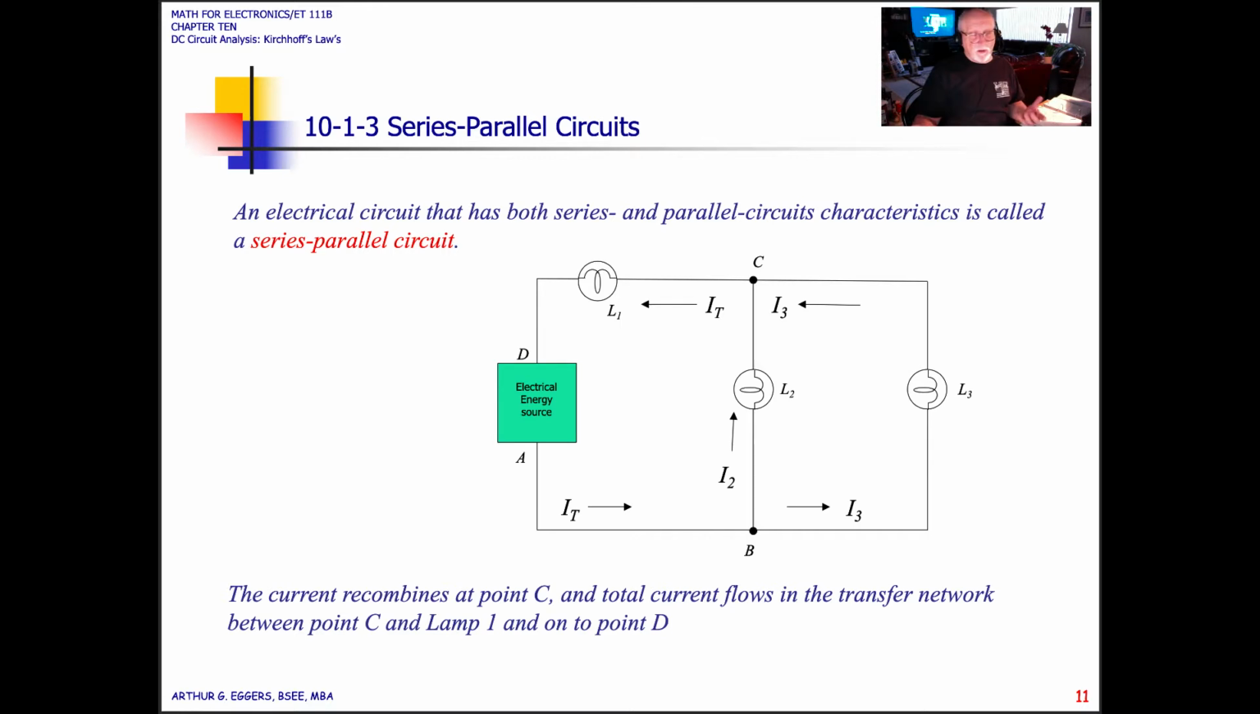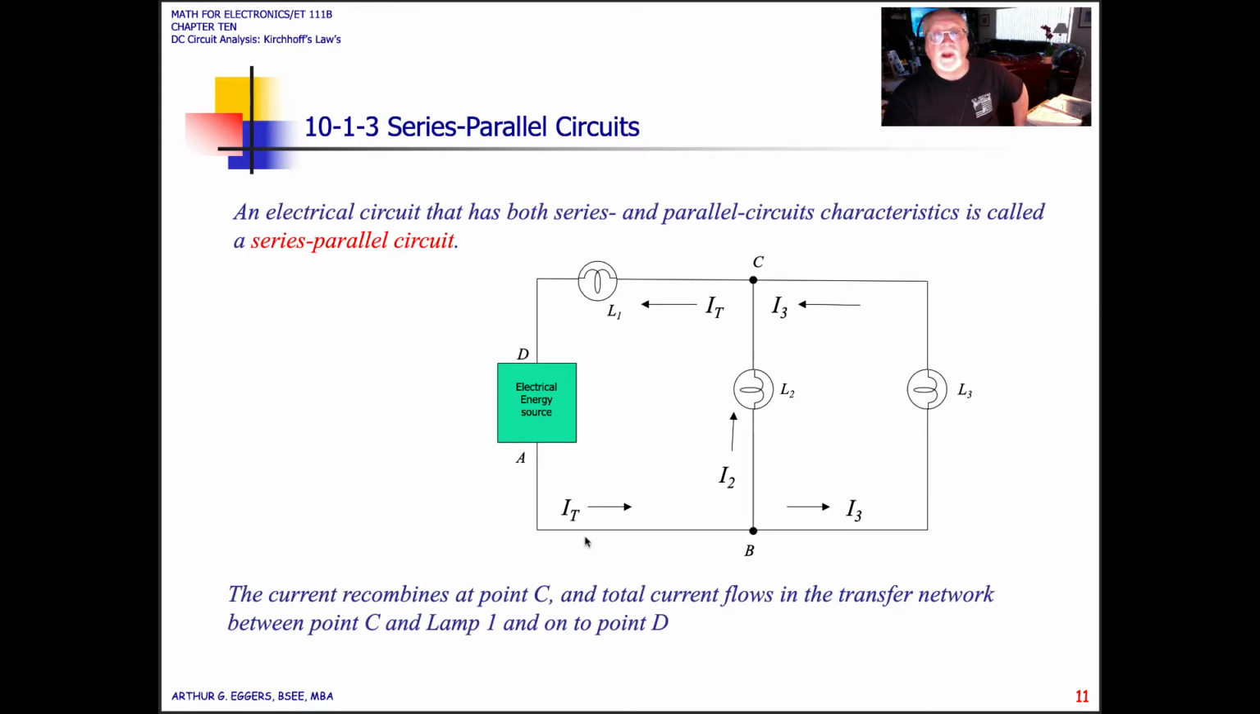So as we go through doing different types of characteristics and analysis, we will typically start with series, we will move to parallel, and then we combine the two into a series parallel. So this is really a series parallel. What makes it that? Well, we have lamp number 1 coming out in series. We have lamp number 2 and lamp number 3 dividing the current up into parallel branches or network.